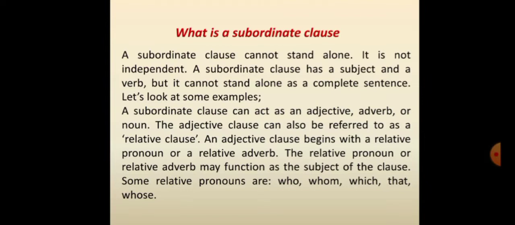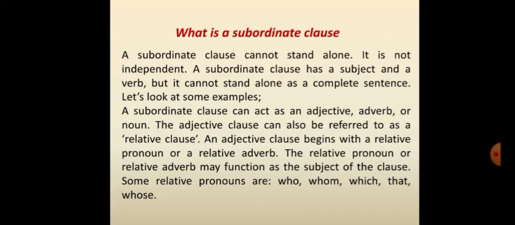What are subordinate clauses? A subordinate clause cannot stand alone. It is not independent. A subordinate clause has a subject and a verb, but it cannot stand alone as a complete sentence. Let's look at some examples. A subordinate clause can act as an adjective, adverb, or noun. The adjective clause can also be referred to as a relative clause.